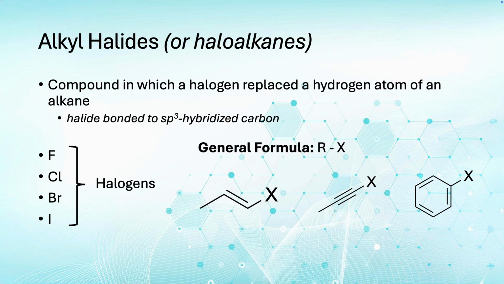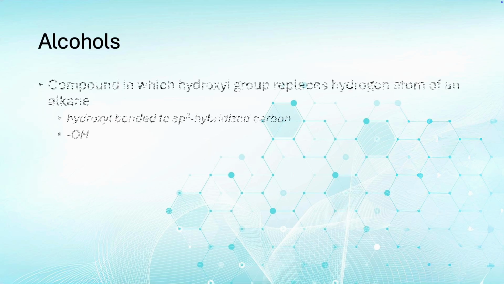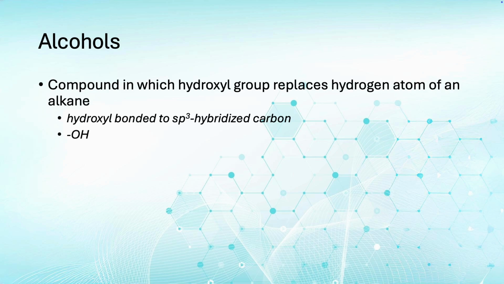An alkenyl halide is when a halogen is bound to an alkene carbon. An aryl halide is when a halogen is bound to an aromatic ring. Pretty simple. Alcohols are compounds containing a hydroxyl group bonded to an sp3 hybridized carbon.